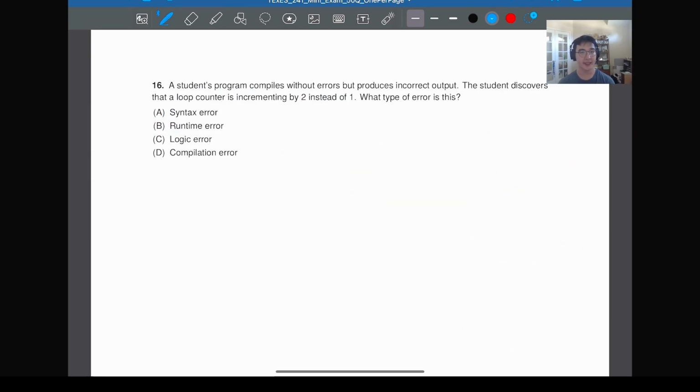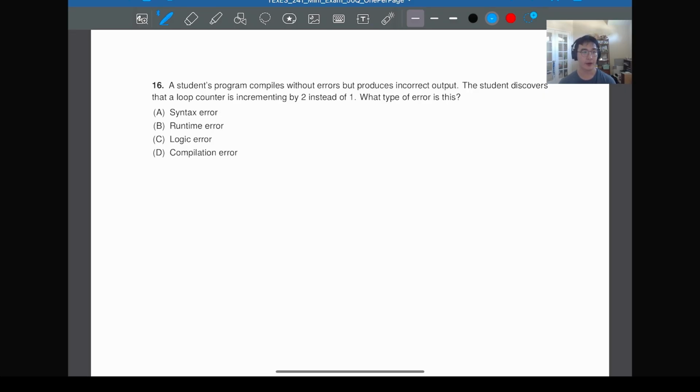All right, question 16. A student's program compiles without errors, but it produces incorrect output. The student discovers that a loop counter is incrementing by 2 instead of 1. What type of error is this? Let's go ahead and look at each answer choice. A, is it a syntax error? So an example of a syntax error would be missing parentheses or missing a semicolon. That's not what this program is talking about.